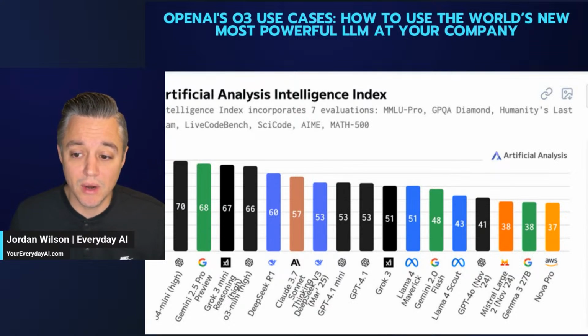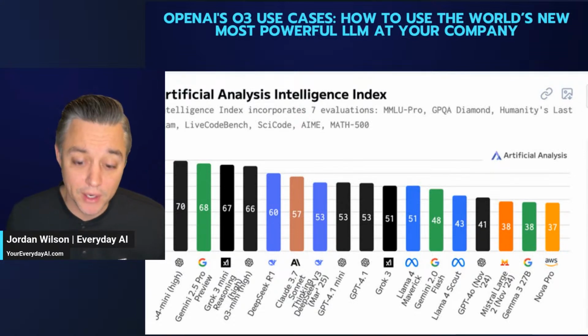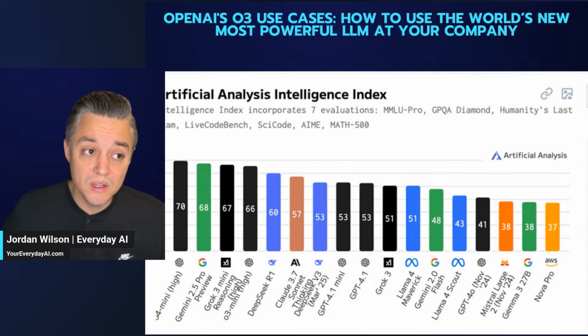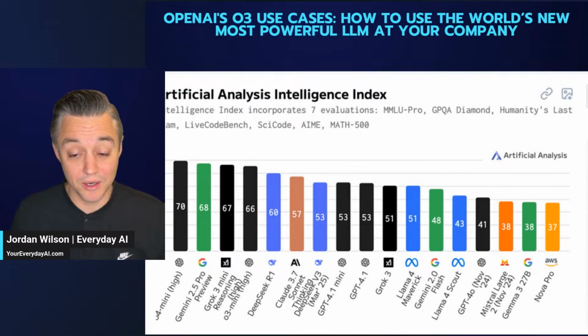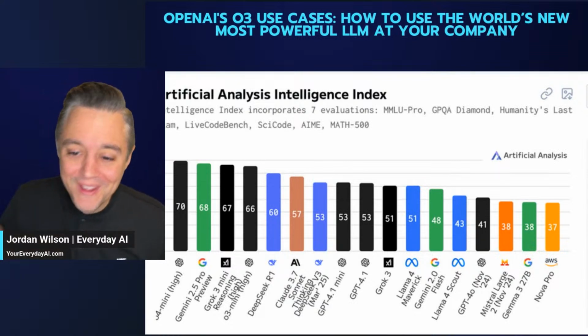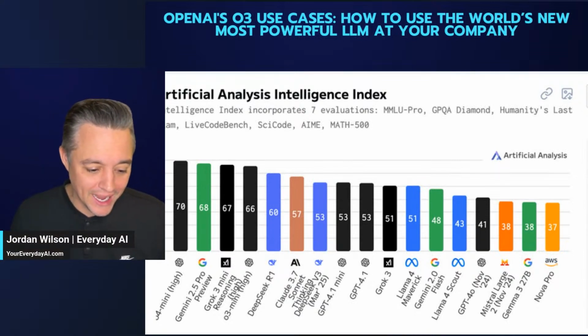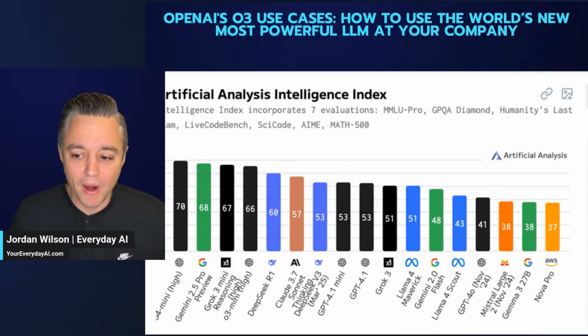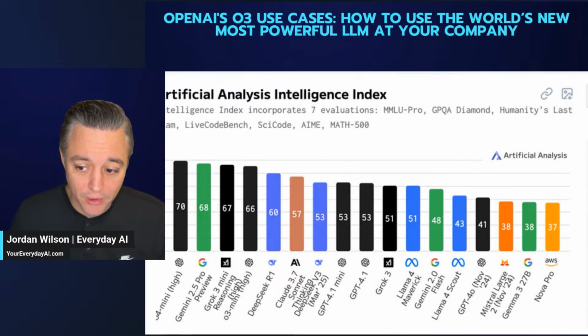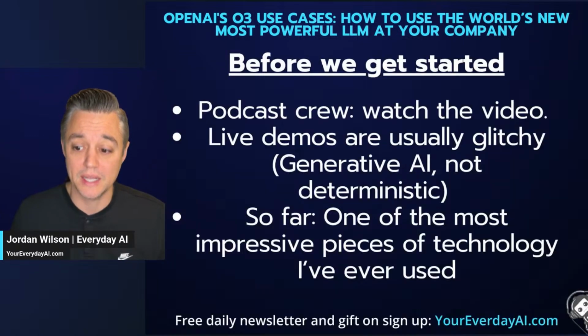So that goes across 7 different evaluations, including some very famous and common benchmarks like MMLU Pro, GPQA Diamond, Humanity's Last Exam, Live Code Bench, SciCode, AIME, Math 500, right? So when it comes to your standard AI benchmarks, O3 full, not O3 Mini High, that's gone now. O3 full is by far the best benched model, and even O4 Mini High on the Artificial Analysis Intelligence Index.